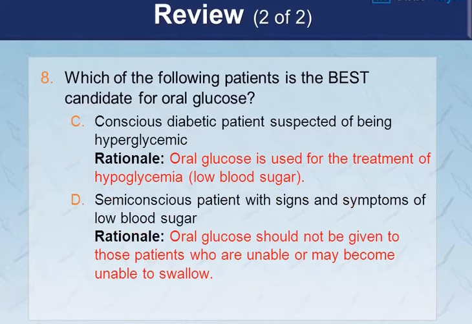Review 2 of 2. Which of the following patients is the best candidate for oral glucose? Conscious diabetic patient suspected of being hypoglycemic. Rationale: oral glucose is used for the treatment of hypoglycemia, low blood sugar. Semi-conscious patient with signs and symptoms of low blood sugar. Rationale: oral glucose should not be given to those patients who are unable or may become unable to swallow.